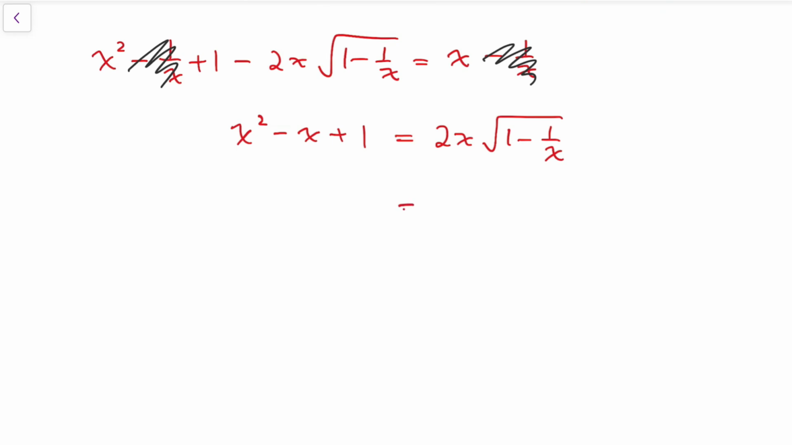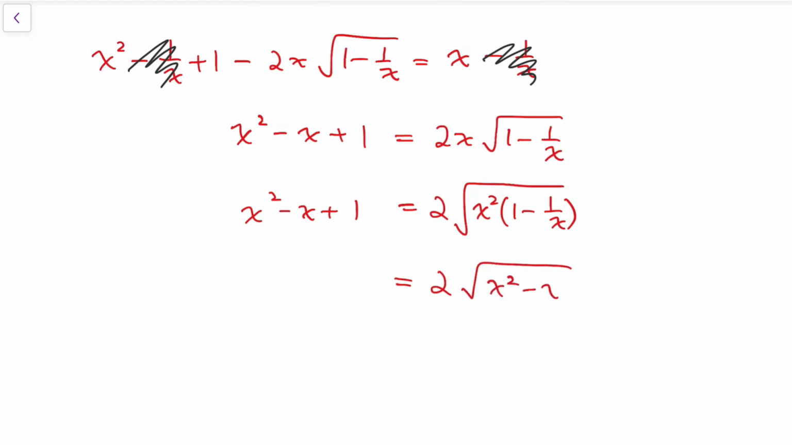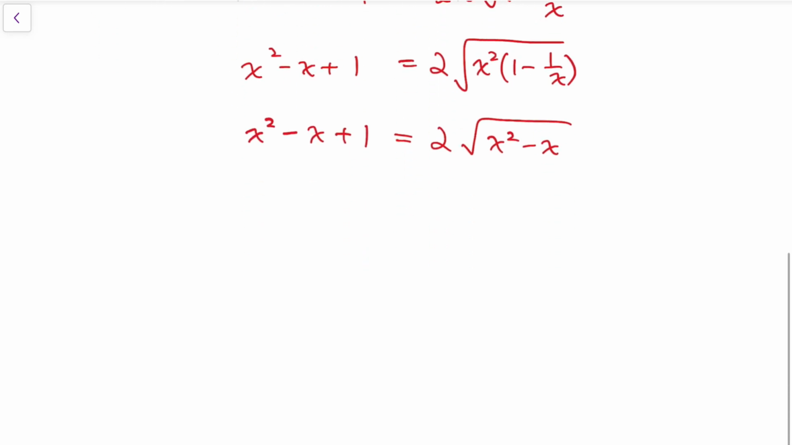The next step is a bit tricky. For the expression at the right, I can actually rewrite that as 2 times the square root of x squared times 1 minus 1 over x, putting the x outside the surd inside the square root sign, and keeping the left side the same expression. Now for the right, we have x squared minus x, and for the left, we have x squared minus x plus 1.